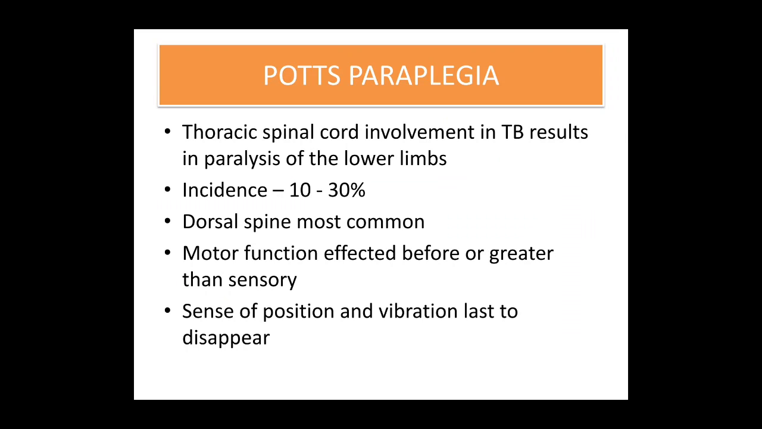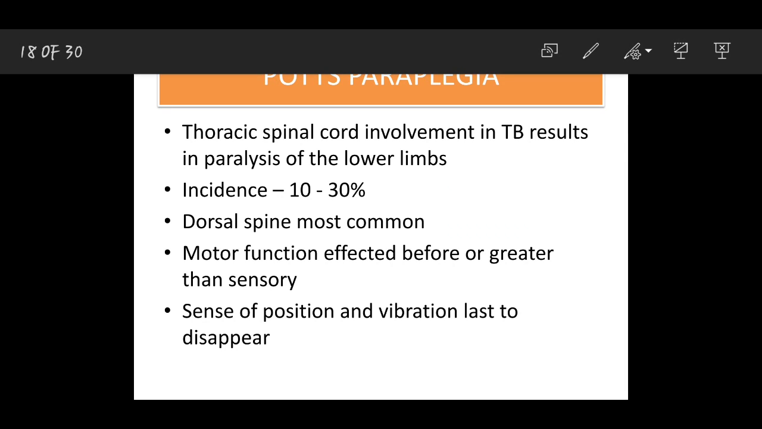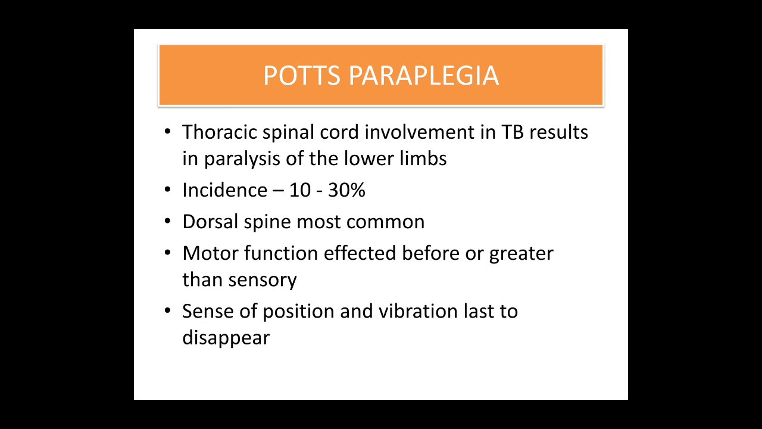Now, the incidence of Pott's paraplegia is roughly around 10 to 30%, and the dorsal spine, like we had discussed, is the most common location. And motor function is affected before, or greater than, sensory. Now, why? Because TB spine is predominantly a disease of the anterior and the middle spinal column. That means the disease is most commonly affecting the vertebral body.